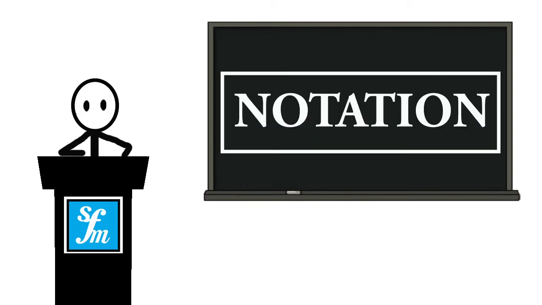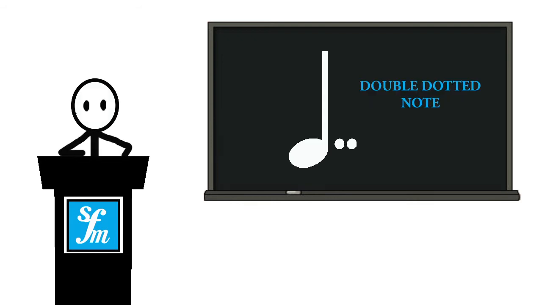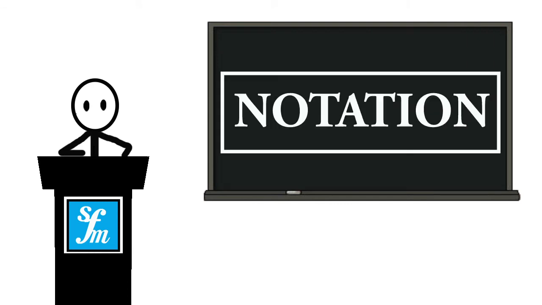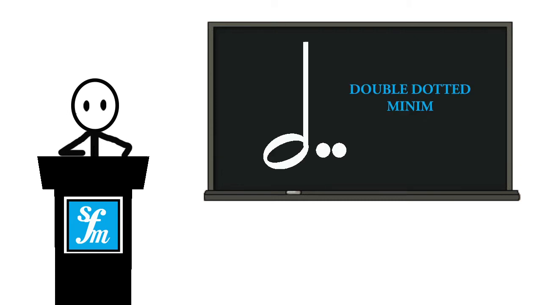You can also find double dotted notes. These are easy to understand once you know how they work. They look like this. The only thing you need to know about double dotted notes is the second dot applies to the dot before it and not the note itself. So, a double dotted minim.